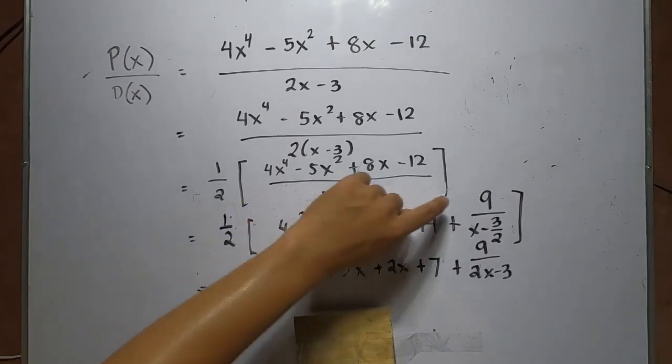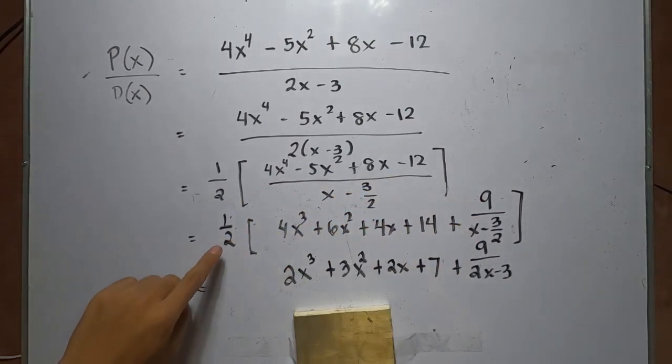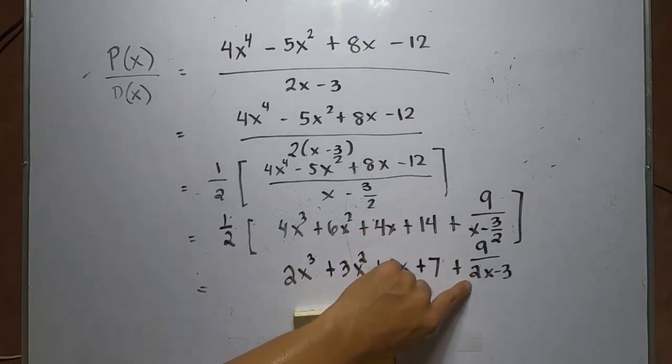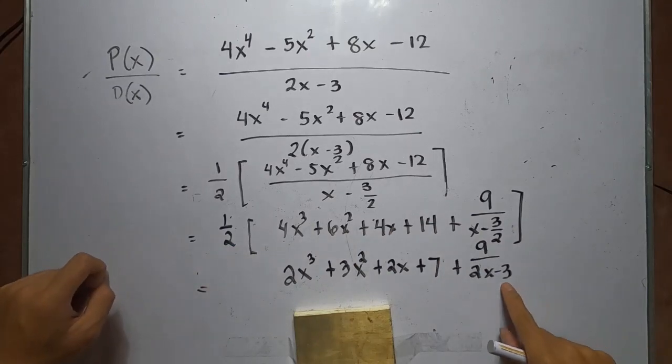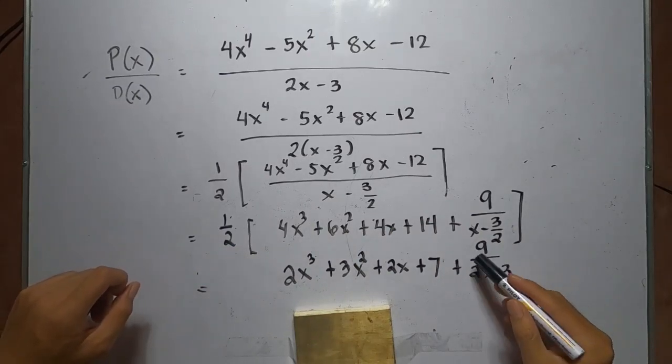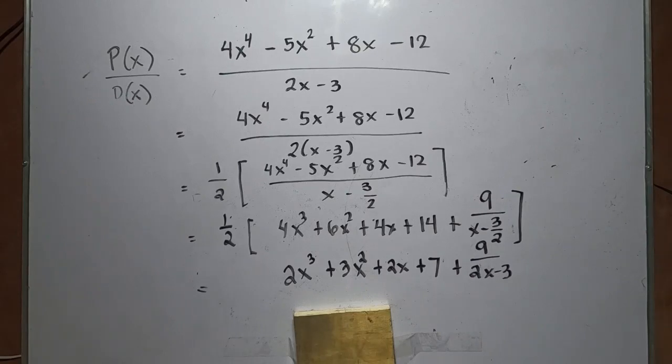That is 1 times 9 is 9. 2 times x is 2x. 2 times negative 3 halves is equal to negative 3. So the remainder is 9 over 2x minus 3. So we have now the quotient as 2x cubed plus 3x squared plus 2x plus 7 plus 9 over 2x minus 3. That is exactly the same as the quotient of the long division method.